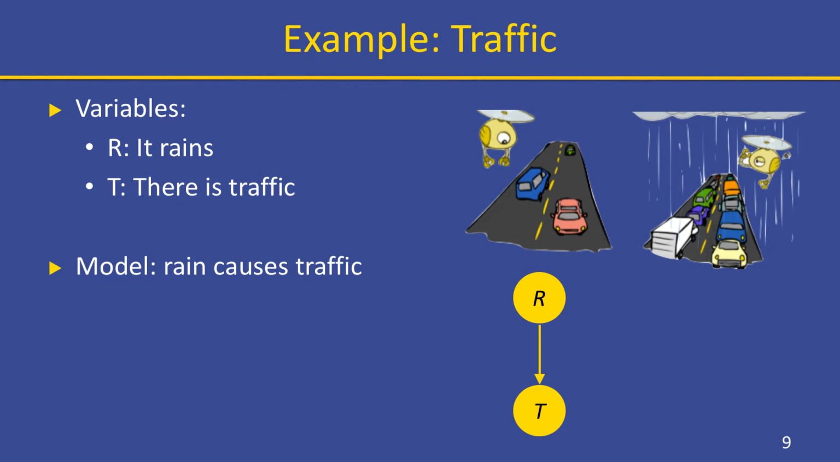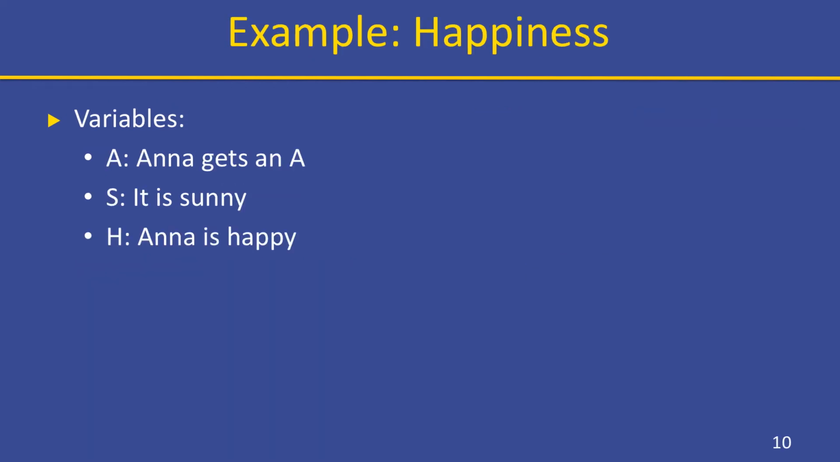And here's our Bayes net. And here's another example with three random variables. The random variable A represents the likelihood that Anna gets an A on her midterm. The random variable S represents the likelihood that it's a sunny day. And the random variable H represents the likelihood that Anna is happy.